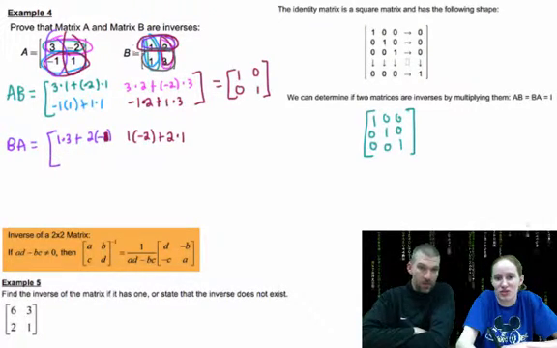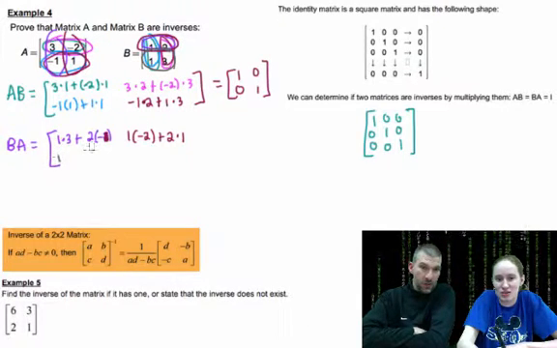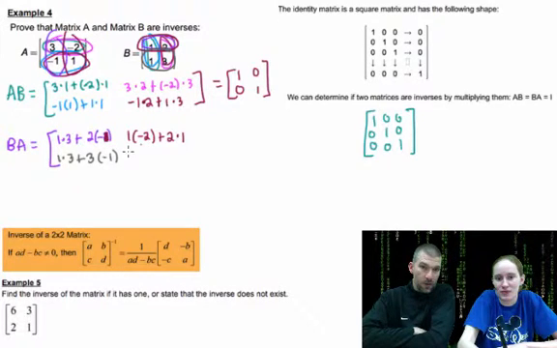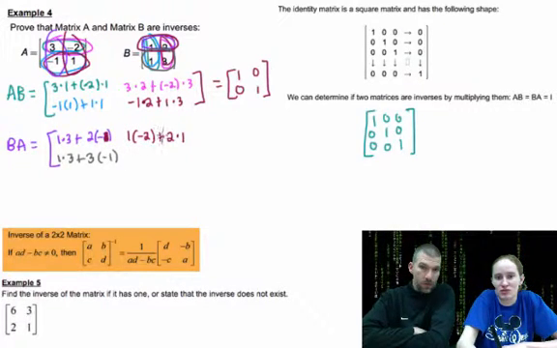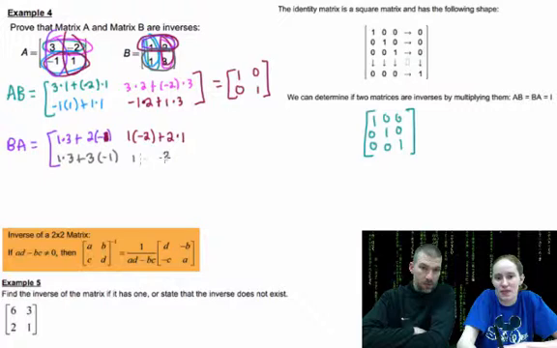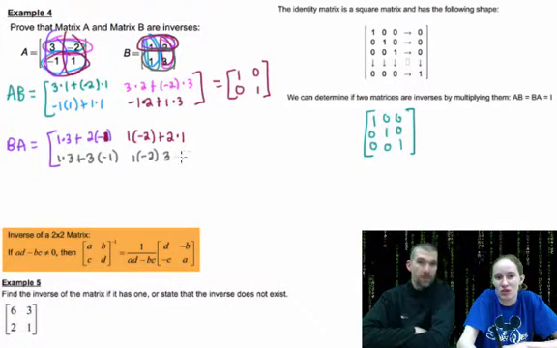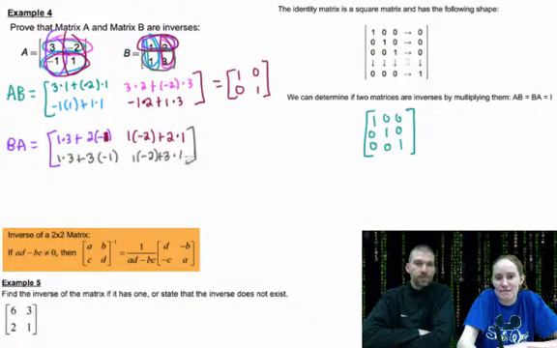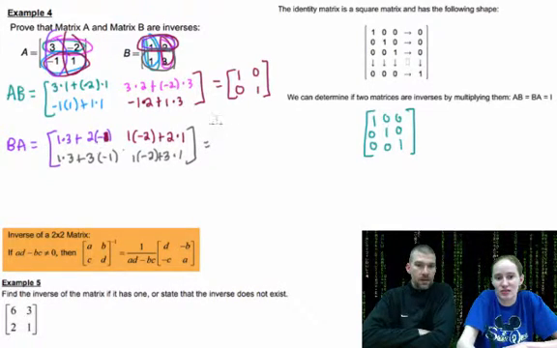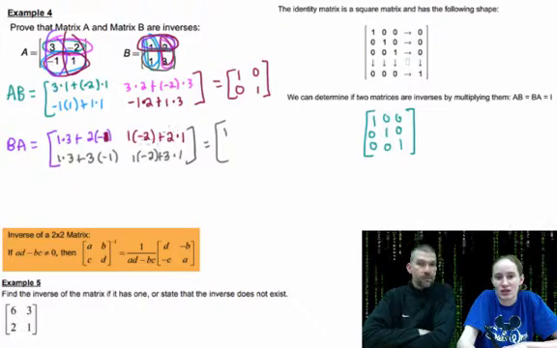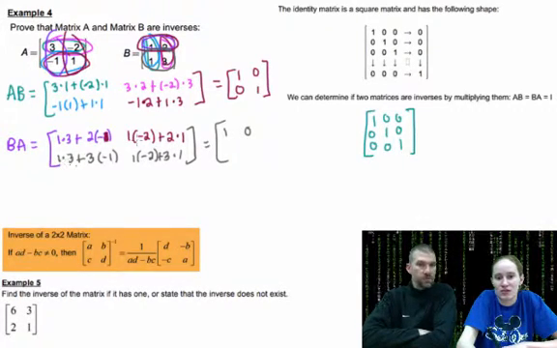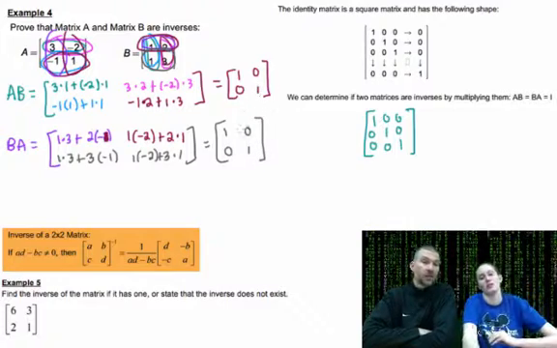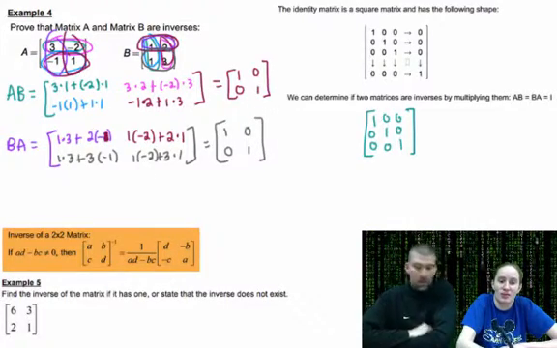Okay, so we have 1, 2, 1, 3. And then 3, and then negative 1. And then we've got 1, 2, 1, 3, and then negative 2 and 1. Okay, this gives us 1: 3 minus 2 is 1. This gives us 0: 2 minus 2 is 0. This gives us 0, and this gives us 1. So those are inverses. All right, we proved it.